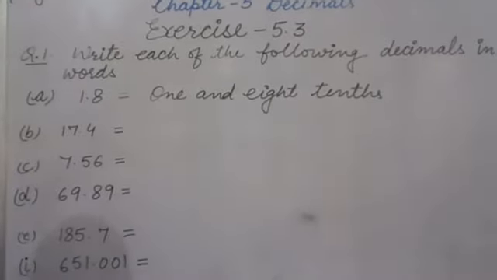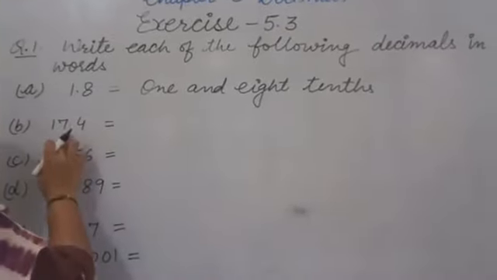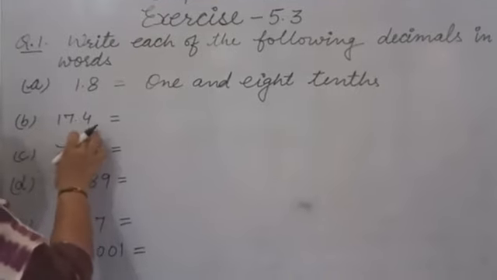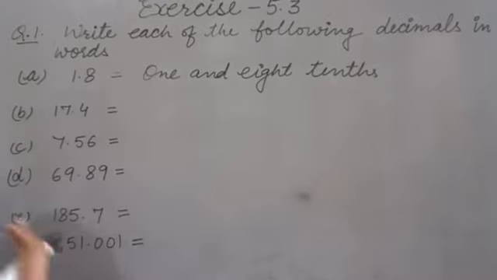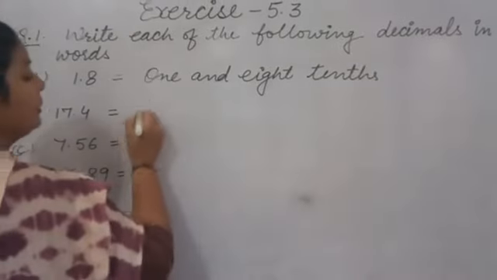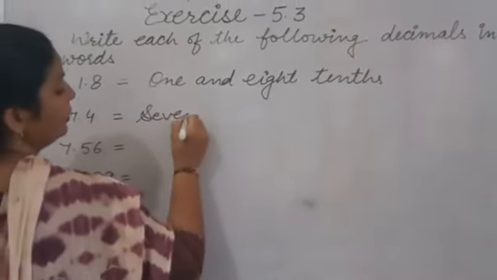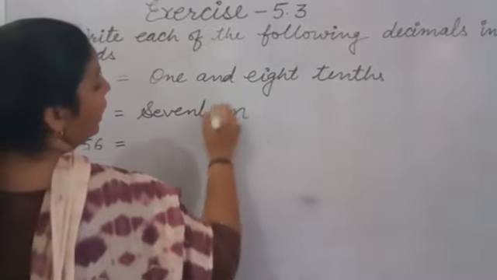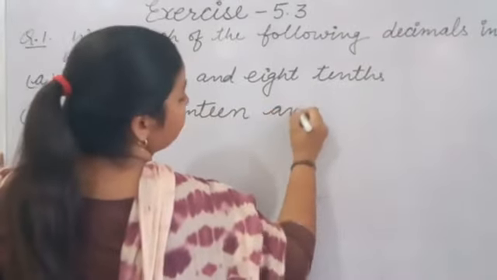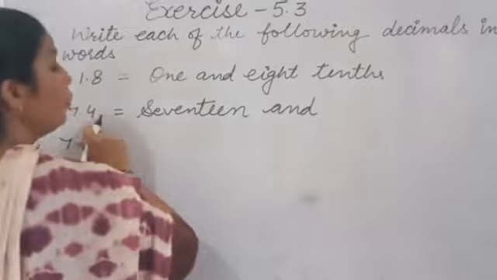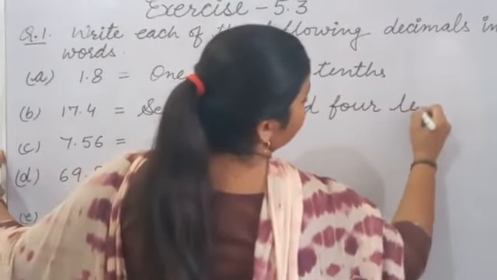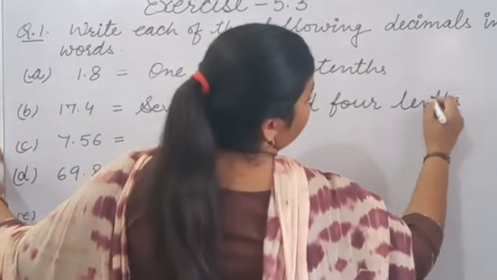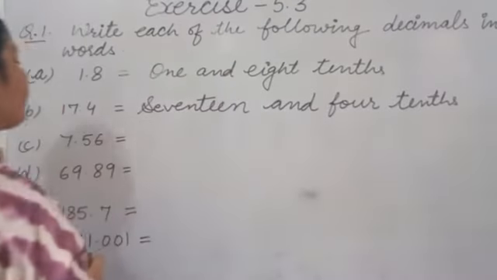Now it's the B part, 17.4. So how will we write 17 and 4? This is also on the tenths place. So 4 tenths. So 17 and 4 tenths.